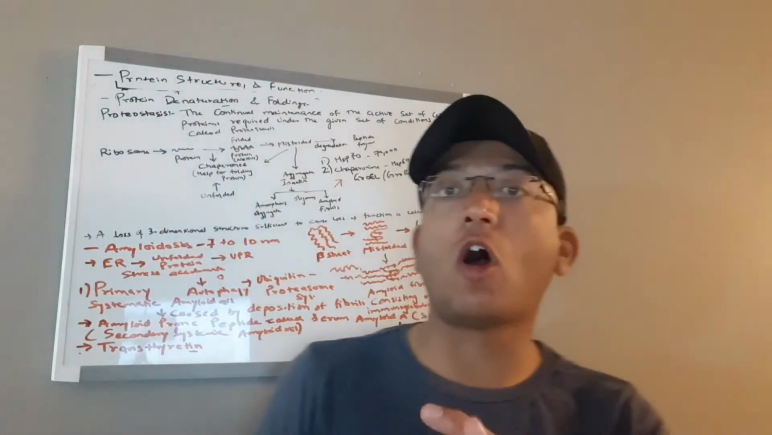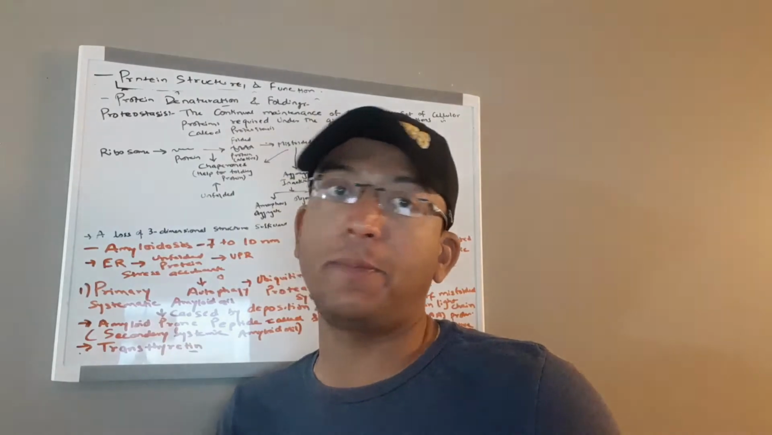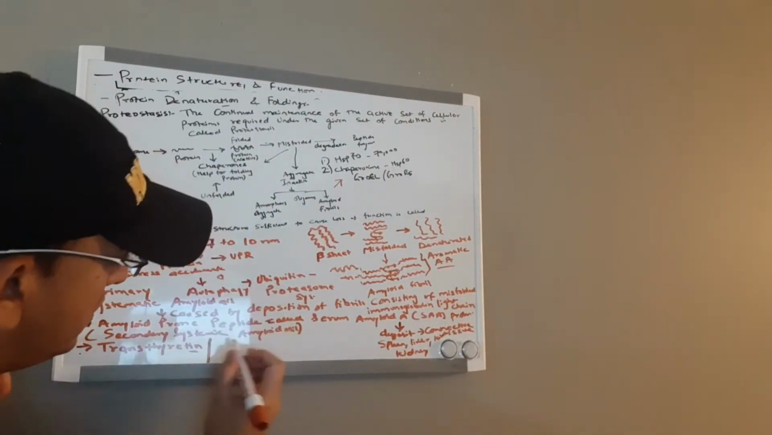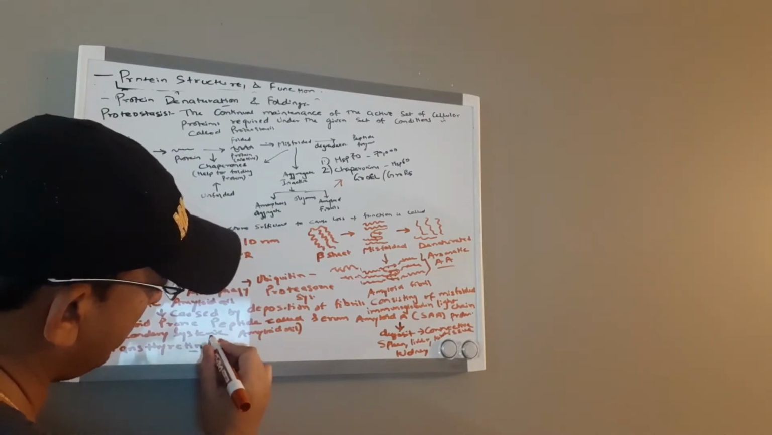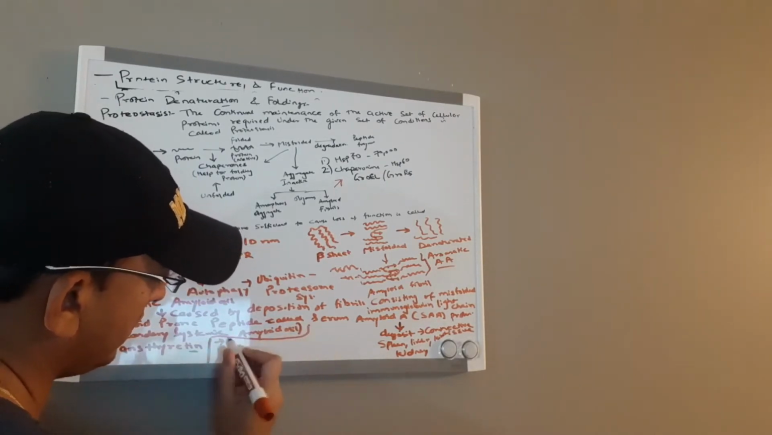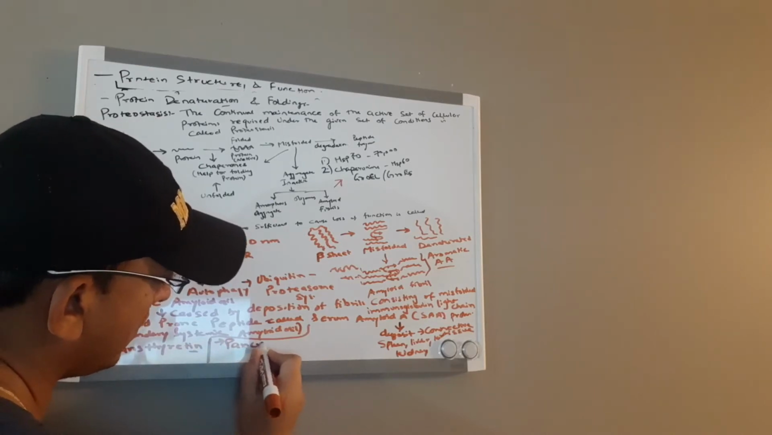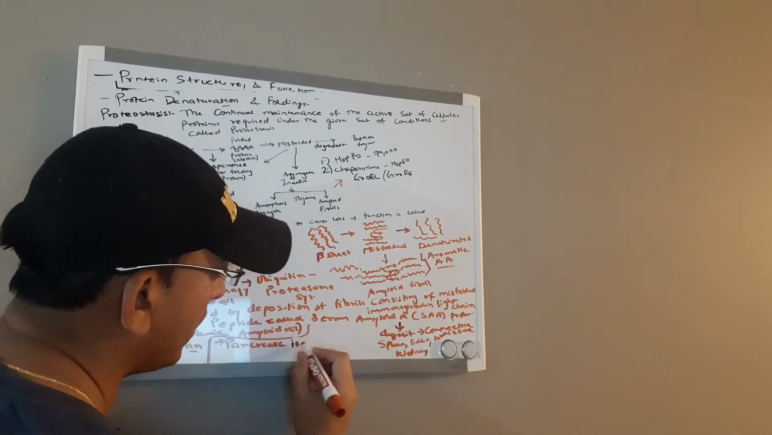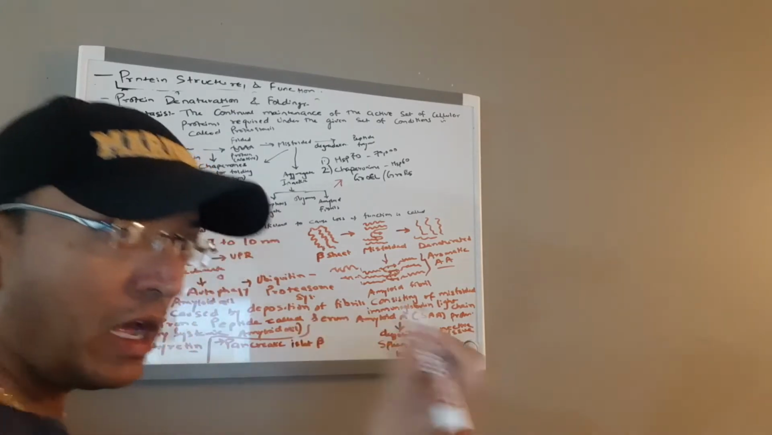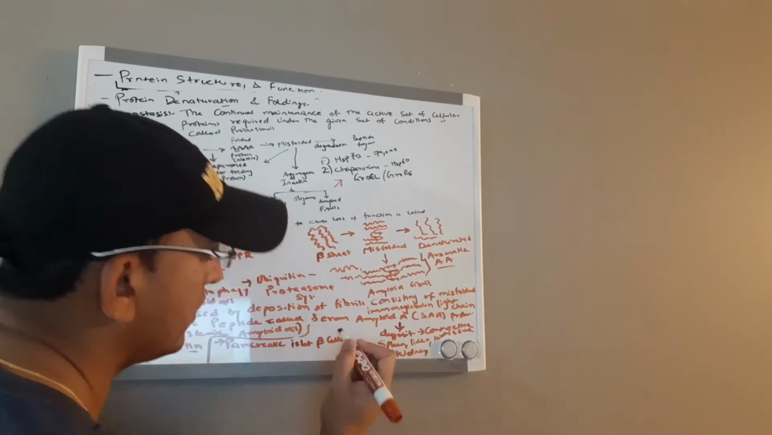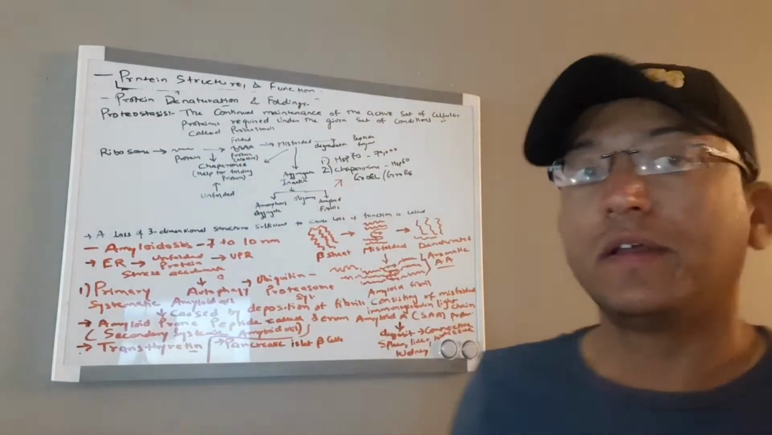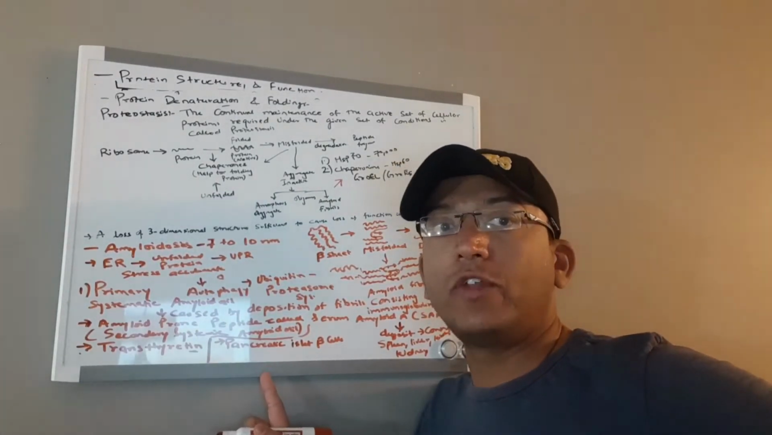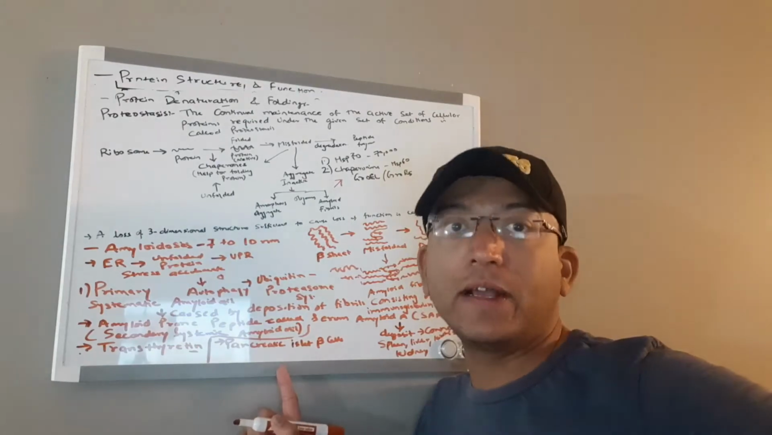One common site of amyloid deposition is near the pancreatic islet beta cells. So we'll do it like this. Let's separate this area, the pancreatic islet beta cells, which is a common site of amyloid deposition.